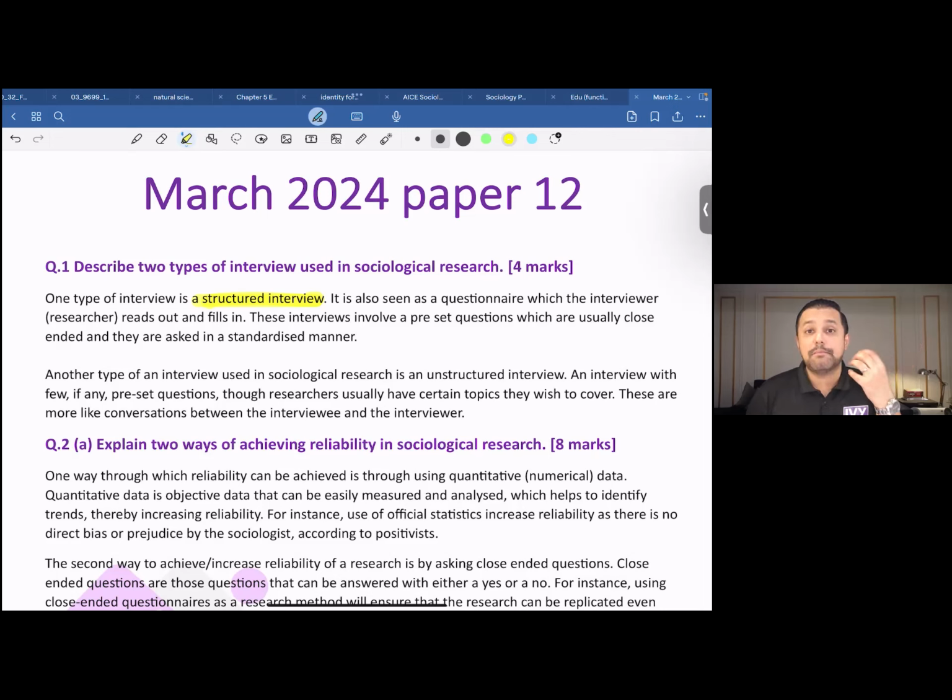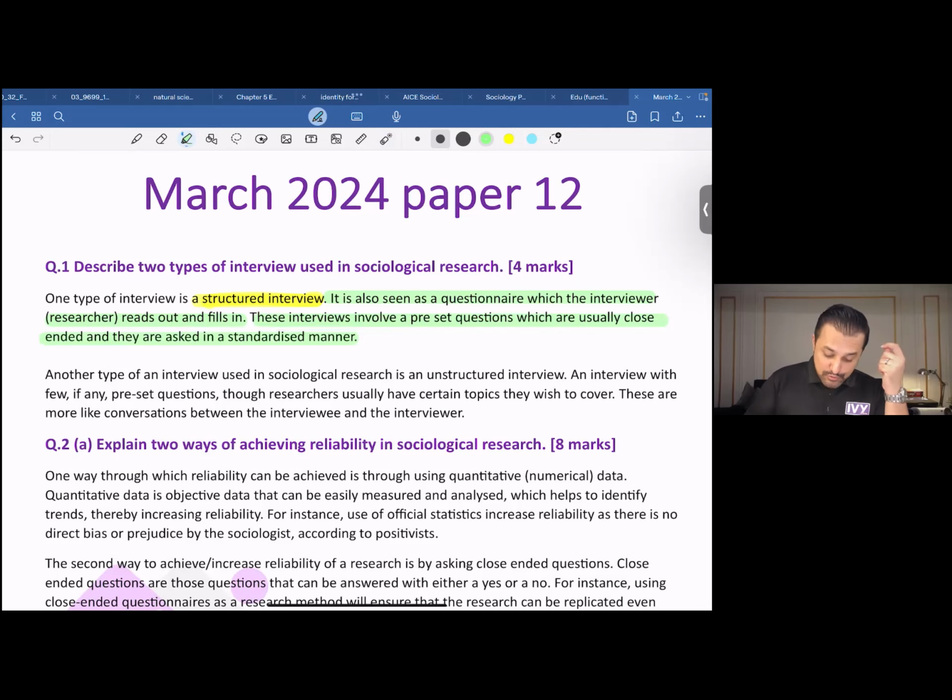You're not being marked on introduction and you are being timed. Remember, the clock is ticking, right? Take decisions wisely. Take decisions wisely. I wouldn't really advise you to write an introduction to this. So one type of interview is a structured interview. It is also seen as a questionnaire which the interviewer, that is the researcher, reads out and fills in. These interviews involve preset questions which are usually closed-ended and they're asked in a standardized manner.